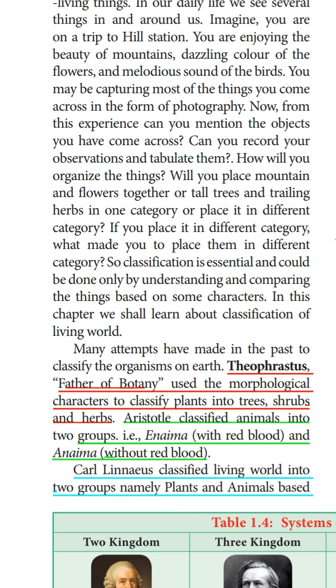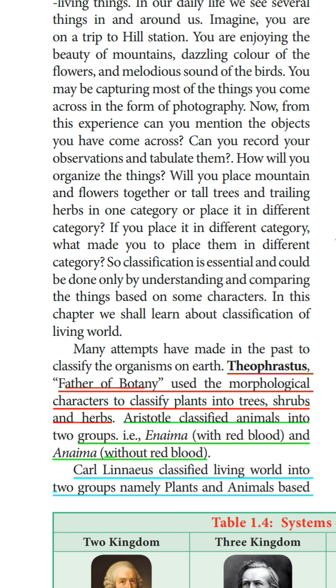Aristotle classified the animals into two groups. As we studied, Theophrastus classified plants into three groups. Similarly, Aristotle classified the animals into two groups based on the color of the blood. The two groups were Enaima and Anaima. Enaima included all the animals which had red blood, and Anaima included the animals without red blood.